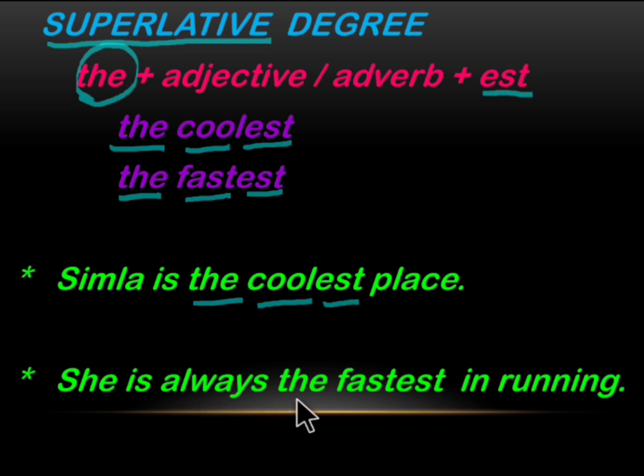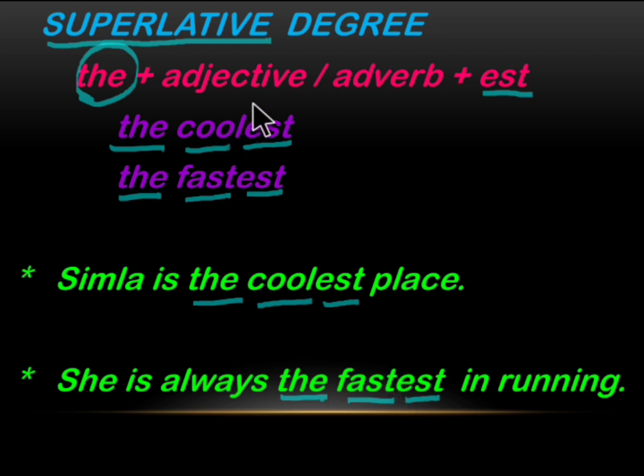She is always the fastest in running. So she is always the fastest. Fast is the adverb. We add est to it, in running. So here we give the highest degree. We don't have any other person who is faster than her. So we give the fastest.